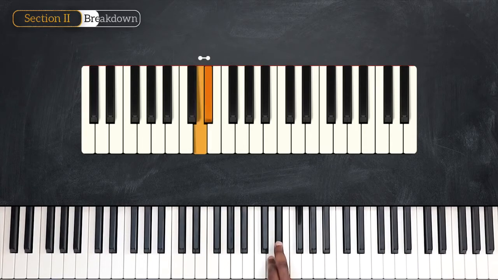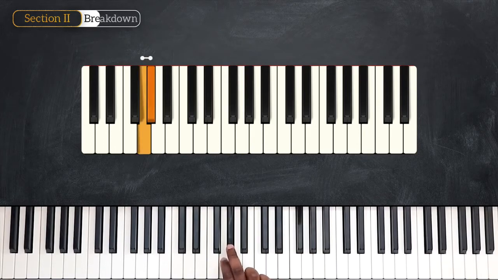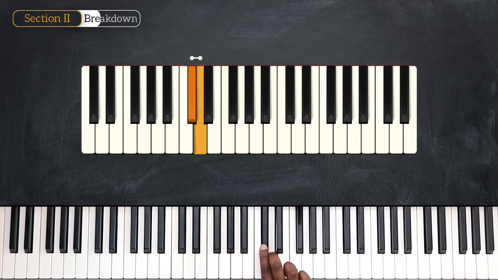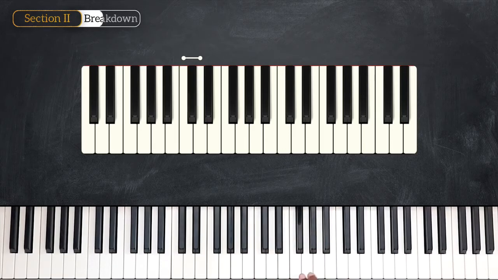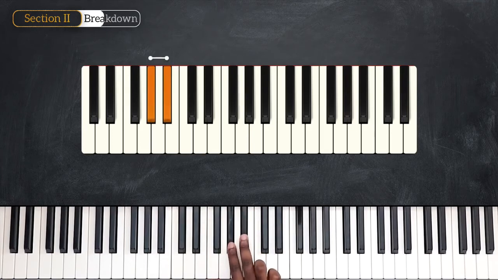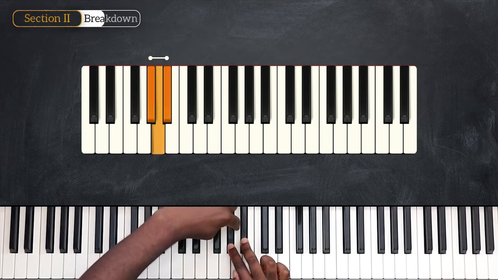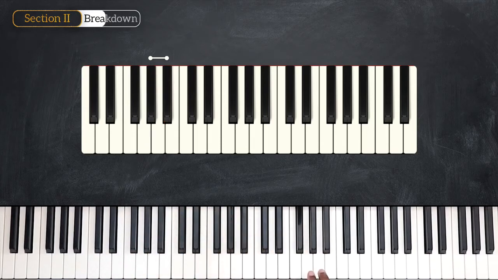So this is a half step, a half step, a half step, a half step, and finally, also a half step. And the whole step is when you see two notes separated by another one. So that's a whole step. You have this note in between. That's a whole step. This note is in between. That's also a whole step. This note right here is in between the two. And finally, those two are also separated by one whole step.